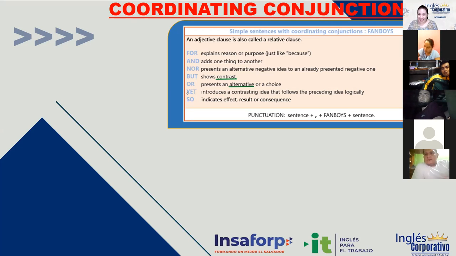Then we have the word yet. Yet is also for a contrast idea, similar to but, that precedes the idea logically. So it's a contrast idea, but it's logical. And then we have the word so. So indicates effect, result, or consequence.